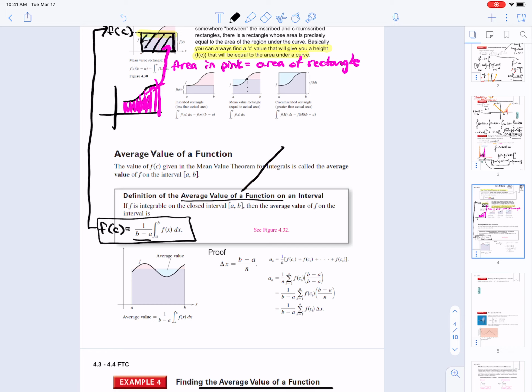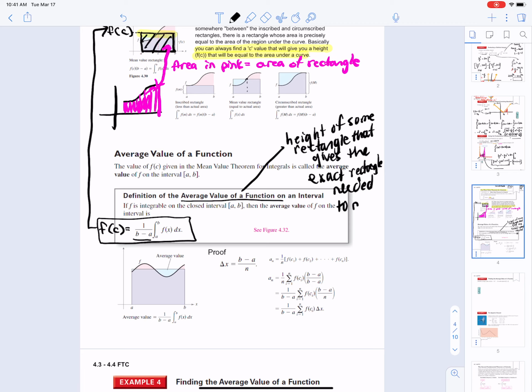So when you see average value, we're thinking height of some rectangle that gives the exact rectangle needed to make the area under the function equal. So again, that pink area equals the rectangle.